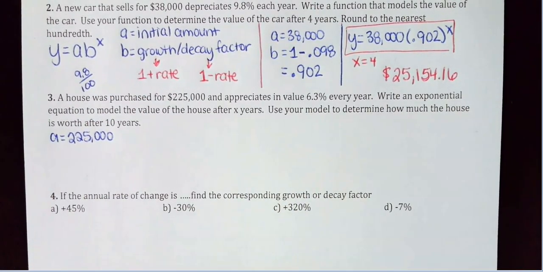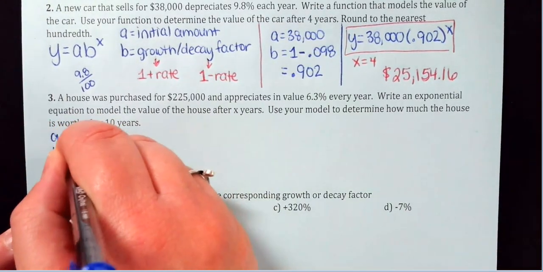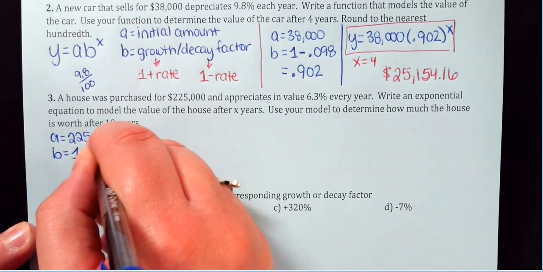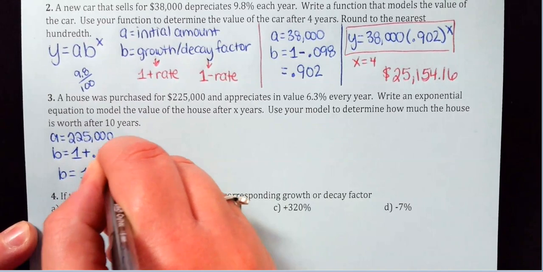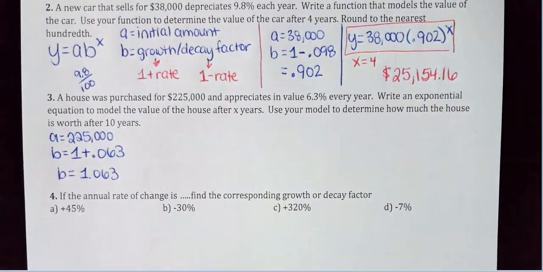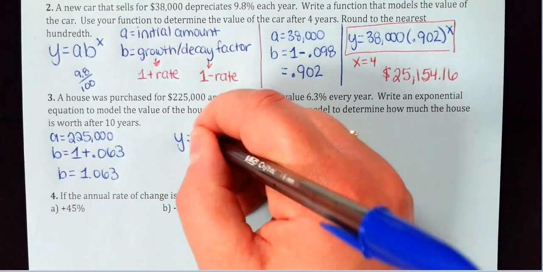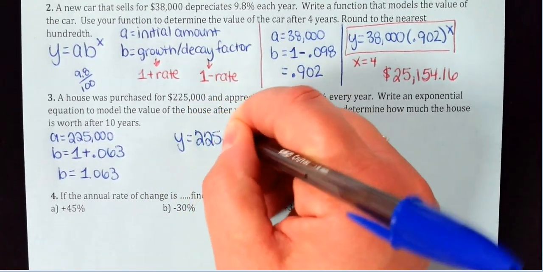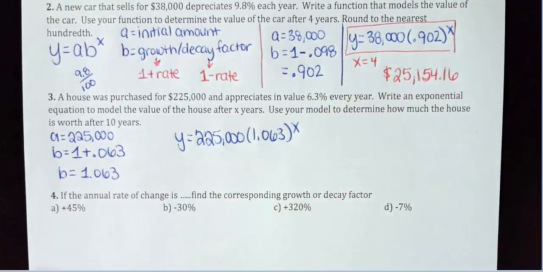So if I appreciate in value, am I doing exponential growth or decay? Growth, right? Okay, so B value here is going to be 1 plus 0.063. So 1.063 would be what I want to put in. That's my growth factor. All right, so the general equation, if they ask you for that, 225,000 times 1.063 to the x. That's a general model because it's got an x and a y.